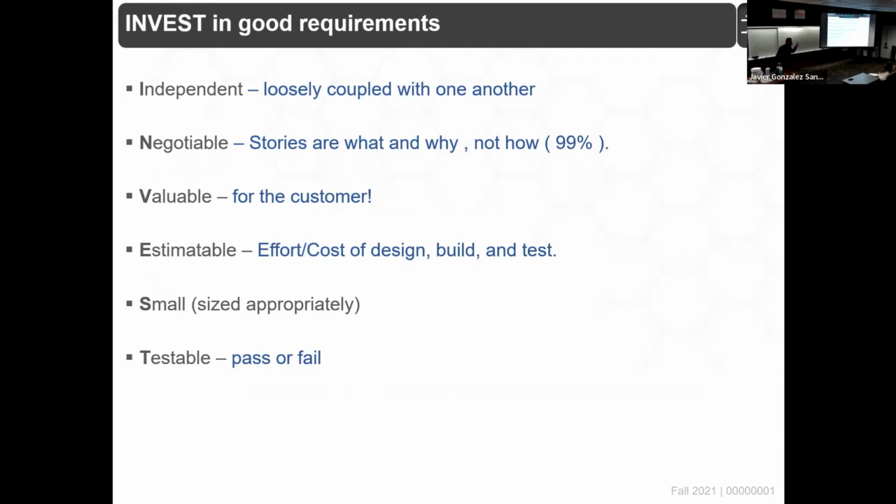Good. Next, they should be valuable. They should have some value. Value for whom? For the customer. For the customer? Yep. Value for the customer. Test cases per method have value for the customer.